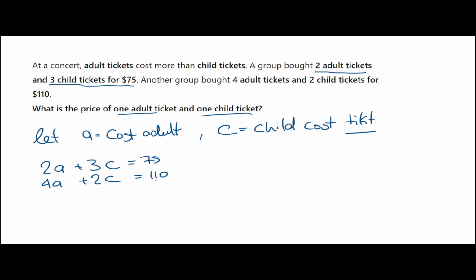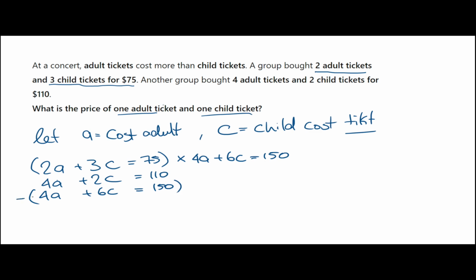So what do we do now? Well, we have it set up pretty nicely. It's not going to cancel nicely straight away, but let's multiply this top one by 2 so we can get rid of the adult costs. So 2 times 2A is 4A plus 6C equals 150. So 4A plus 6C equals 150. And now we can get rid of the A's.